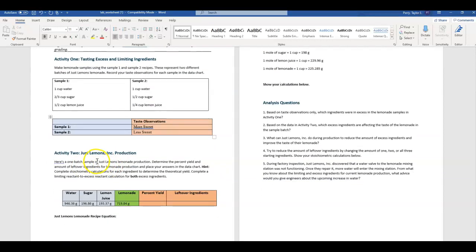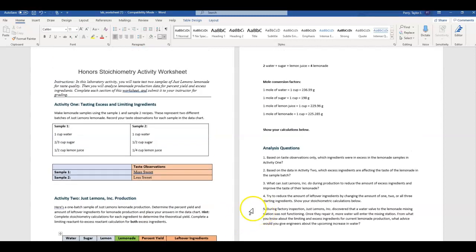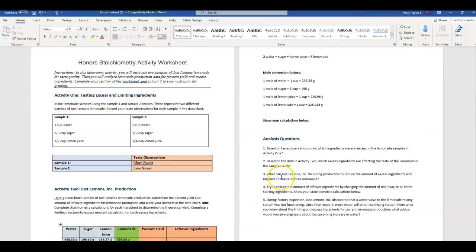Okay, so activity 2. What they want us to do now is figure out the percent yield for this lemonade and figure out what leftover ingredients we have. So basically one of these reactants is the limiting reactant. One of these reactants is going to get used up before the other two. Because of that, we're going to have two reactants left over, and we've got to figure out how much of those leftover ingredients we have. So the first step is to figure out which one of these 3 is the limiting reactant.